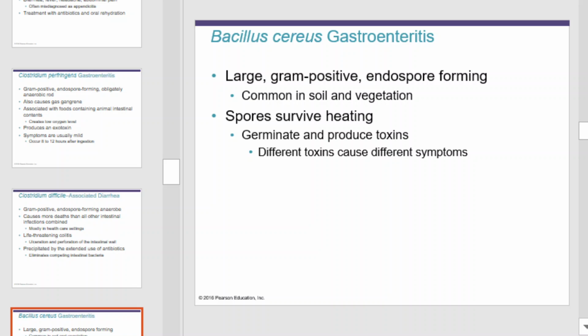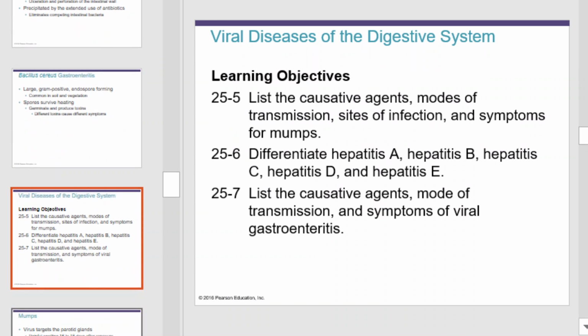Bacillus cereus gastroenteritis. Bacillus cereus is a large, gram-positive, endospore-forming organism common in soil and vegetation. Bacillus spores can survive heating and germinate and produce toxins. Different toxins cause different symptoms.